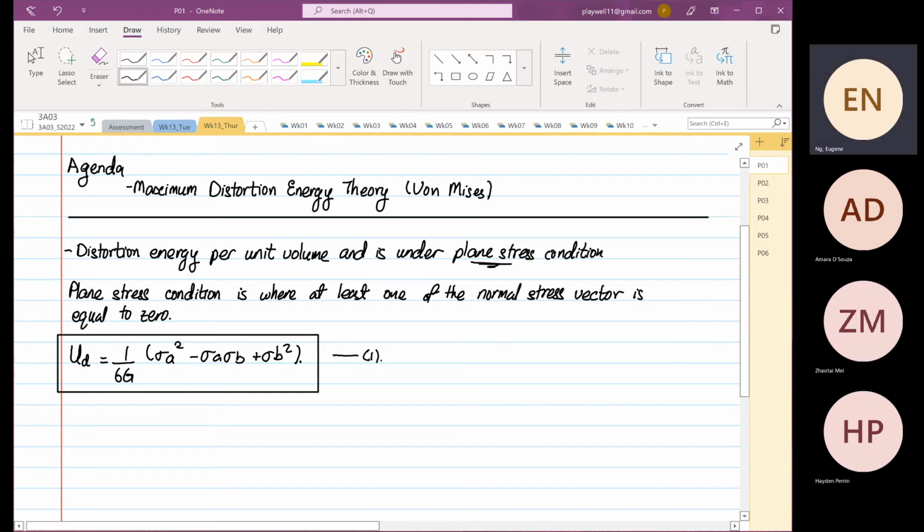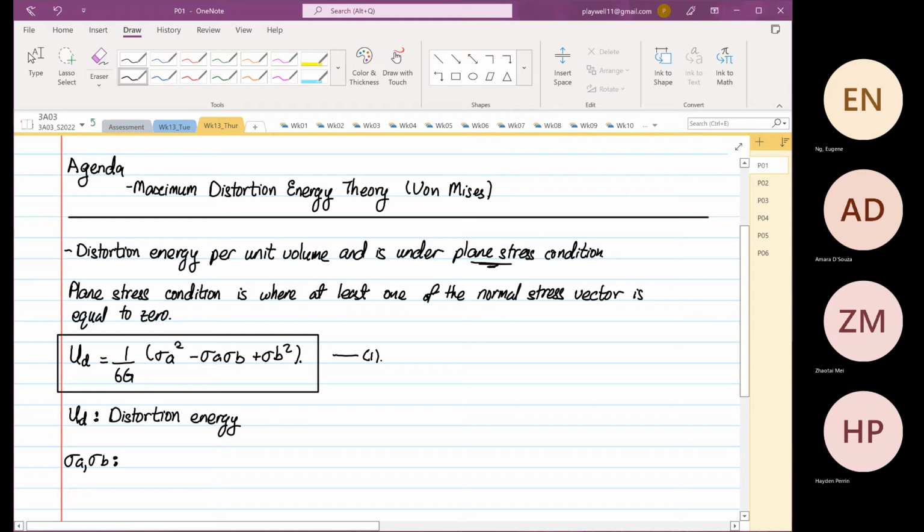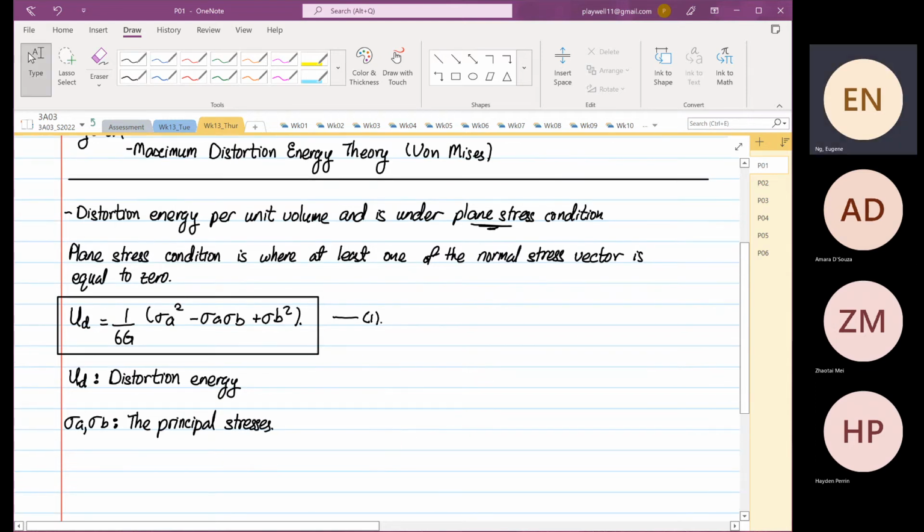where UD is our distortion energy, and stress A and B are the principal stresses, and then G, that is C over there, is the modulus of rigidity.